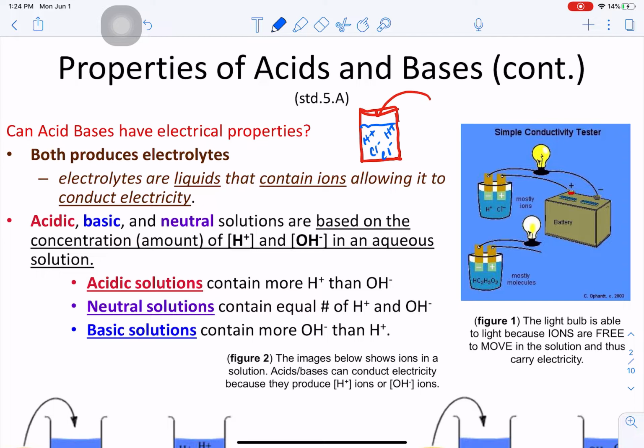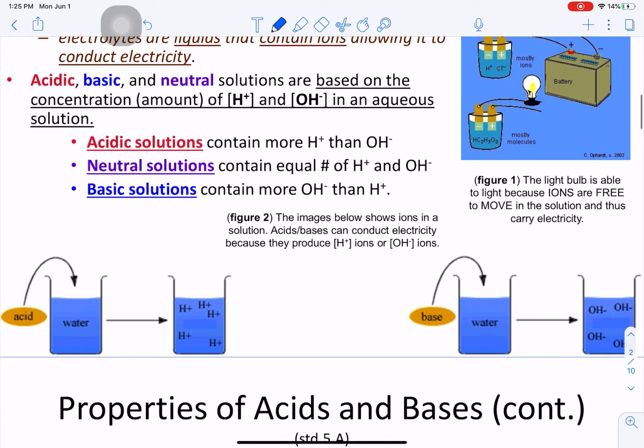So your hydrogen, your H plus ions, those are your acidic ions. And then OH minus, those are your basic ions. So if you have more OH minus, you're basic, more H plus, acidic. If you have the same amount, neutral. It's always based off the concentration of those ions, and that's one way to detect if something is an acid, if something is a base, or if something is neutral. Okay?